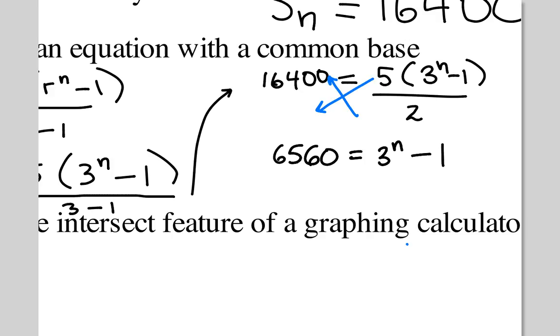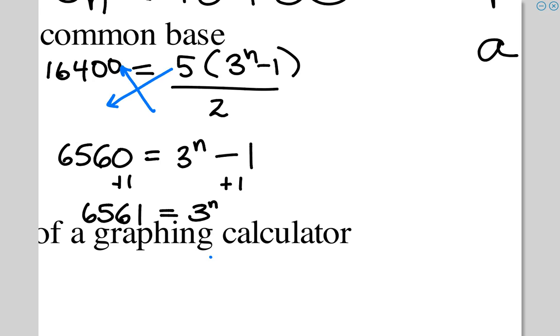So is the 3 to the n isolated yet? What do you have to get rid of? Okay, plus 1, that's easy. 6561 equals 3 to the n. This up here says common base. So what's the base? The base is just 3, not the n. The base is 3. So now I need to write 6561 with a base of 3. You can guess and check on your calculator.